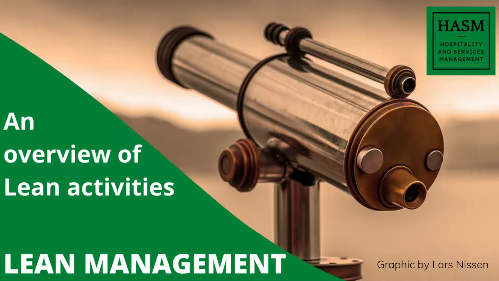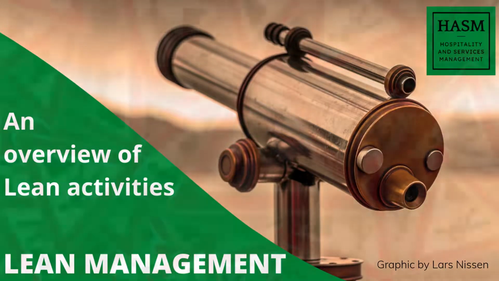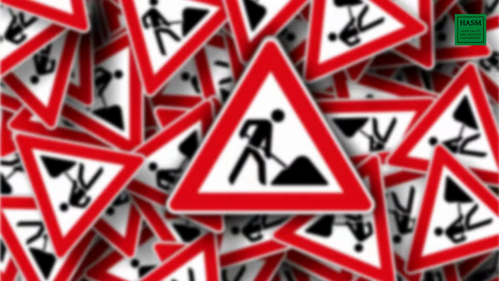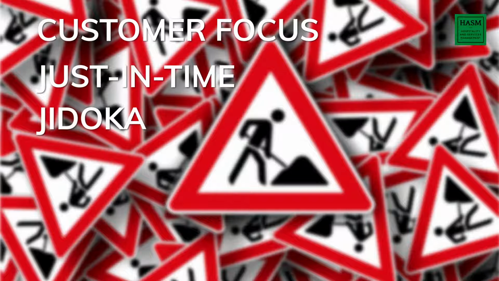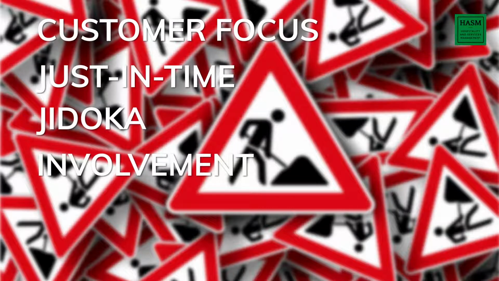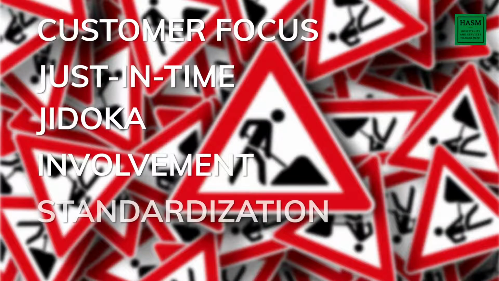All Lean activities can be classified under 6 broad themes. Those themes are customer focus, just-in-time production, Jidoka, which is a Japanese word meaning automation with human intelligence, involvement, which is colleague and staff involvement, standardization, and stability.